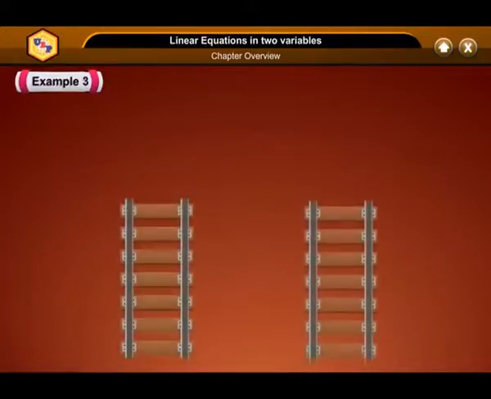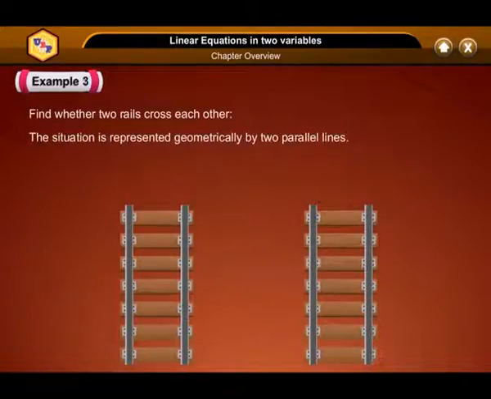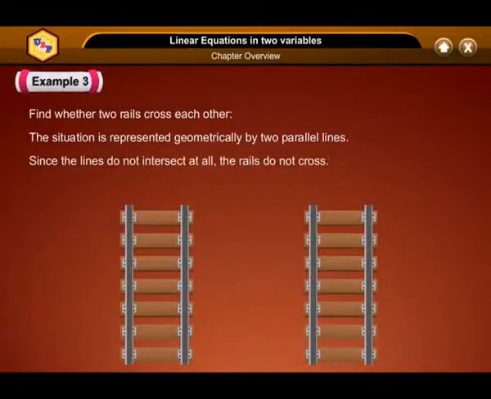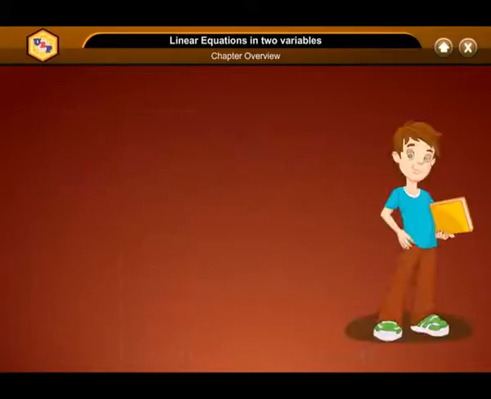Example 3. Find whether two rails cross each other. The situation is represented geometrically by two parallel lines. Since the lines do not intersect at all, the rails do not cross. This also means that the equations have no common solution. Based on these three examples, we can gist some findings.